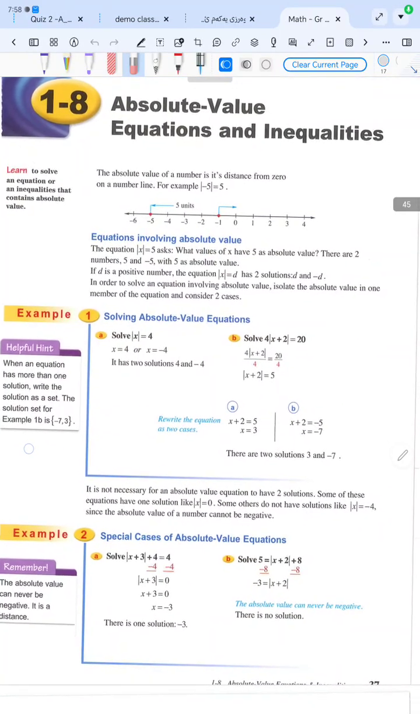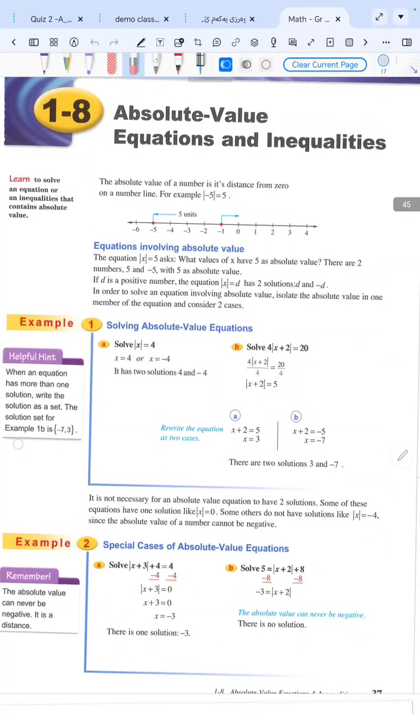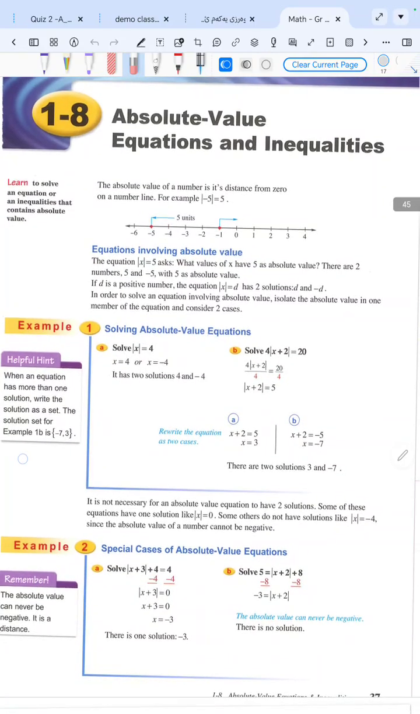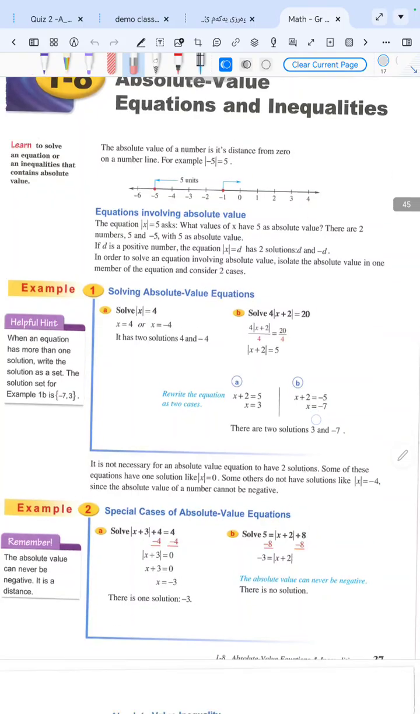Hello students, in this video I'm going to explain the last lesson in chapter 8. It's about absolute value equations and inequalities, page 37, okay?